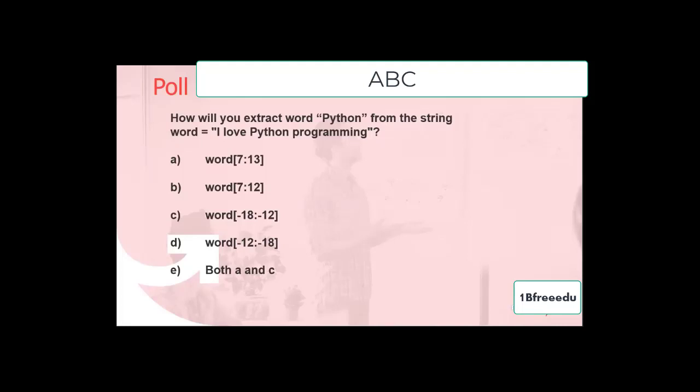Yes, people, the right answer is E. Right? So I taught you forward indexing and reverse indexing. So Python can be extracted using forward indexing, 7 to 13, and using backward indexing, -18 to -12. So the right answer is both A and C. Okay, great.